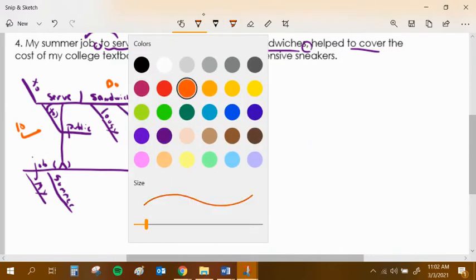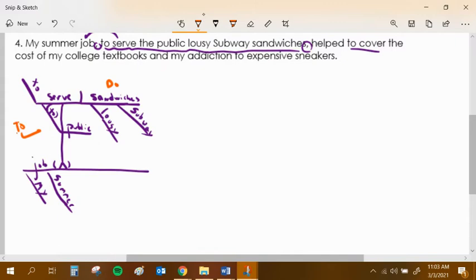I think my handwriting's a little bit on the sloppy side today. But there's your indirect object. You're serving sandwiches to the public. All right, and I need to add in the word the. Someone out there is yelling at me. The public. All right, so now we took care of this ridiculously long subject, and now I finally get to my verb.